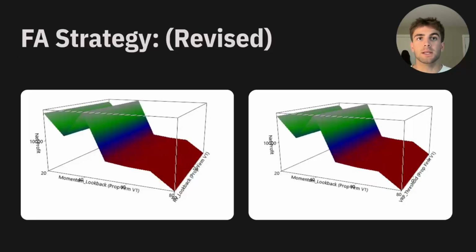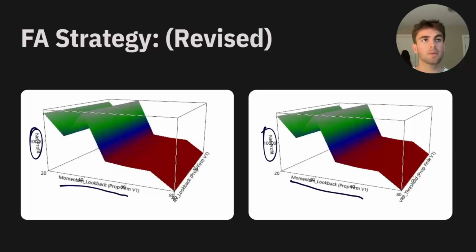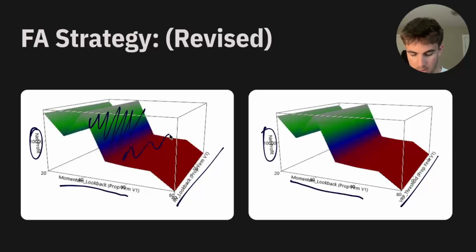Now here we can see that momentum lookback was the only variable that caused any variation in net profit. When I look at the 3D graph with RV lookback plotted and VRP threshold plotted, we can see that neither of those affects the net profit at all. This is essentially a 2D graph. It is just completely flat on these planes.